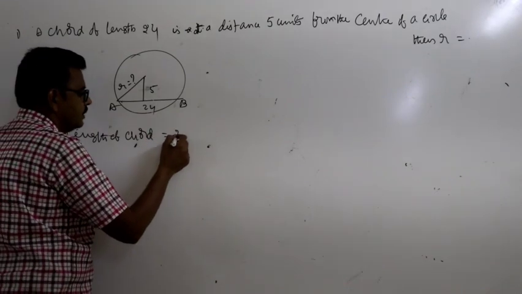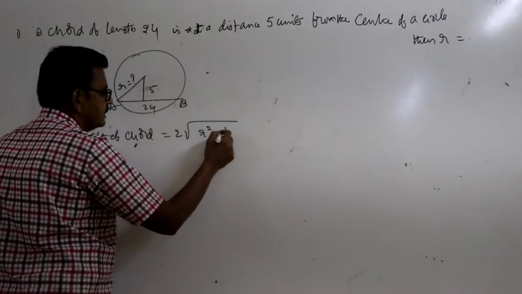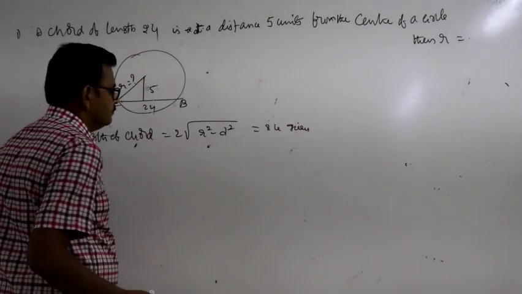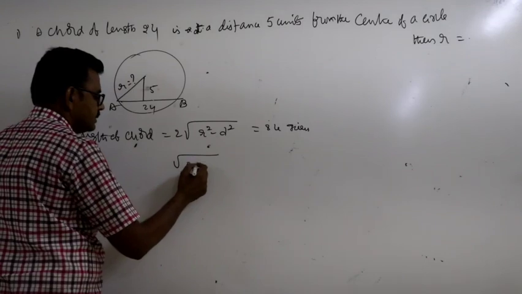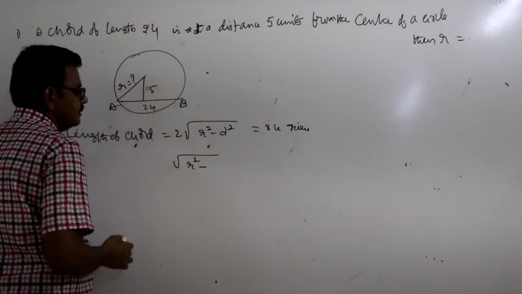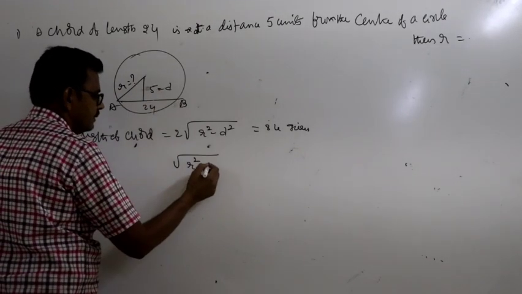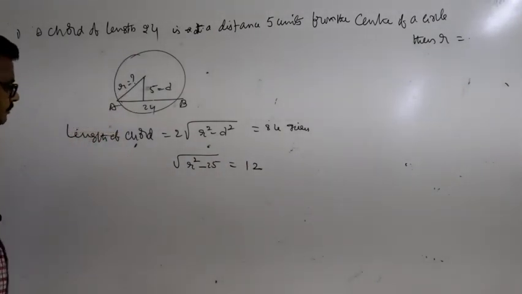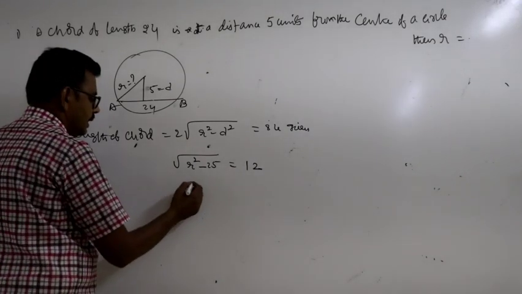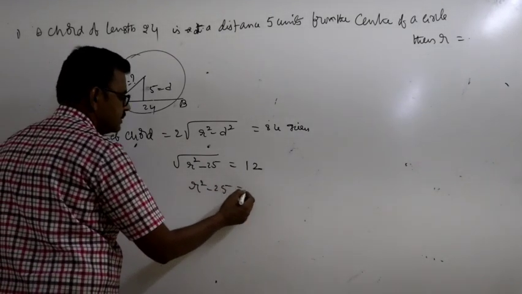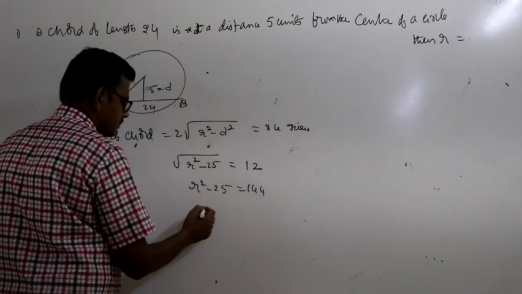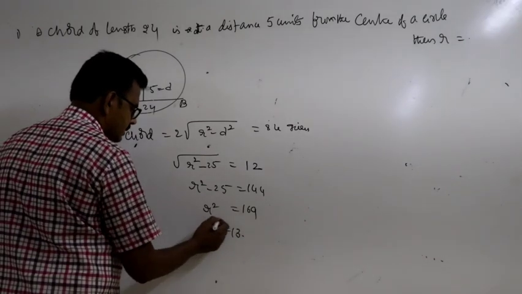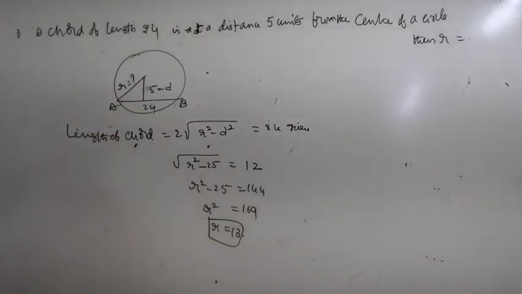Length of chord is equal to 2 root r square minus d square, which is equal to 24. This is given. So root of r square minus d square, where d is 5, is equal to 12. So r square minus 25 is equal to, squaring on both sides, 144. R square is equal to 169. R is equal to 13.